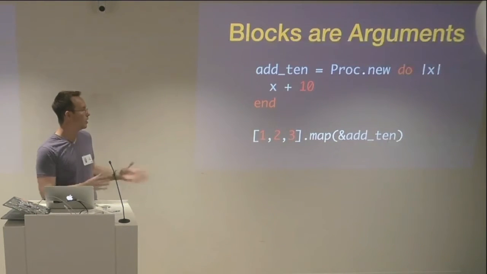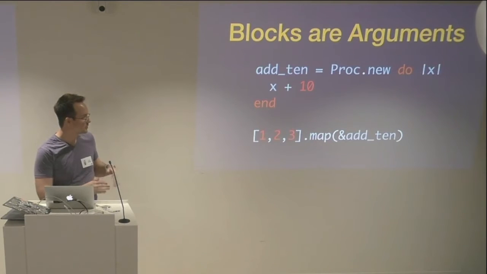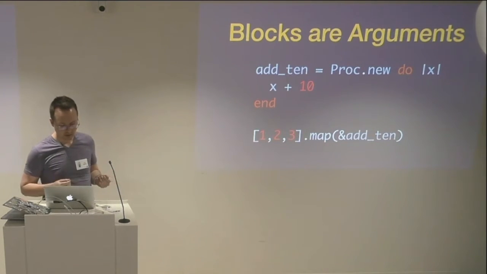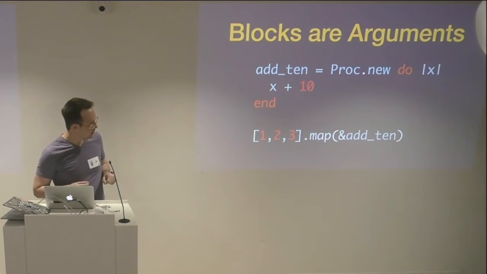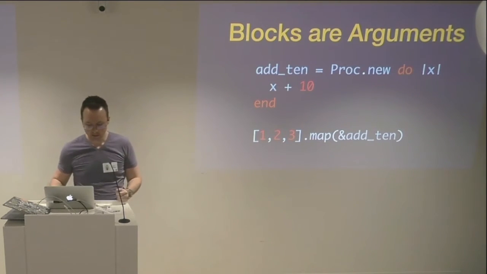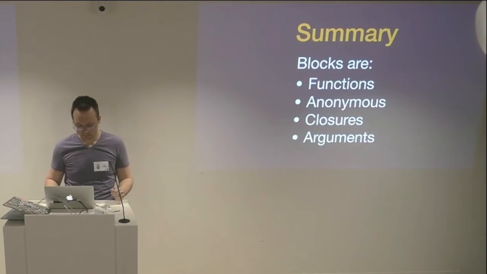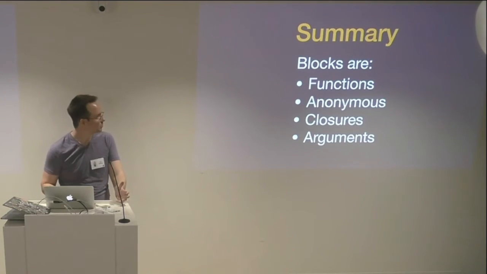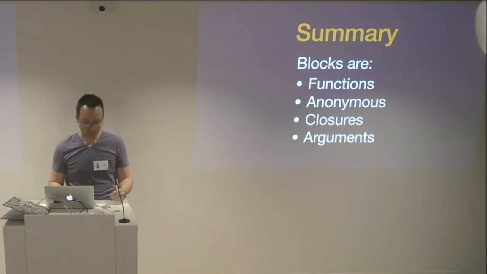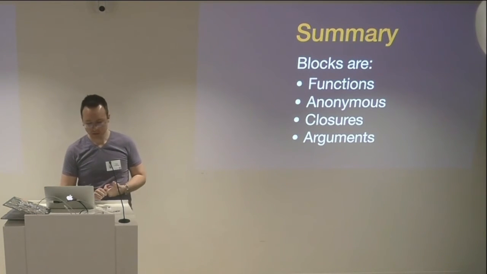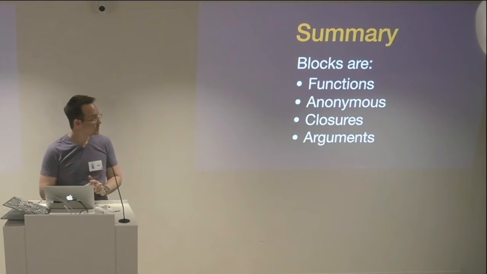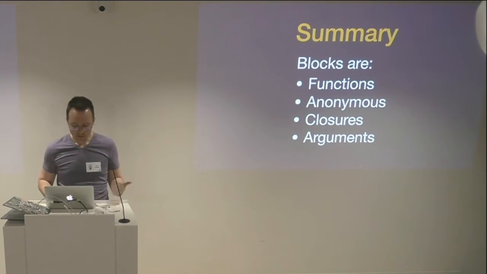This makes it more obvious that blocks are arguments because they're inside the parenthesis where normal arguments would go. The difference is that little ampersand there out the front, which indicates that this isn't a normal argument, this is the block argument. So to summarize, blocks are functions. They're specifically anonymous functions because they don't have a name. They are closures because they can access variables outside of themselves. And they are used as arguments.